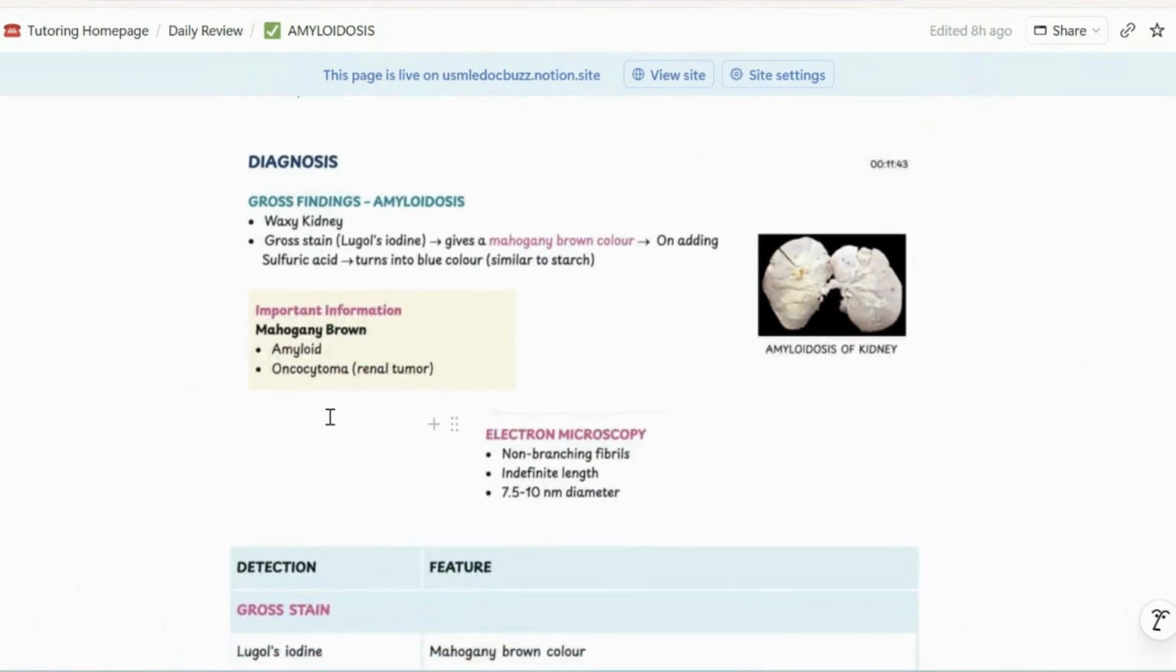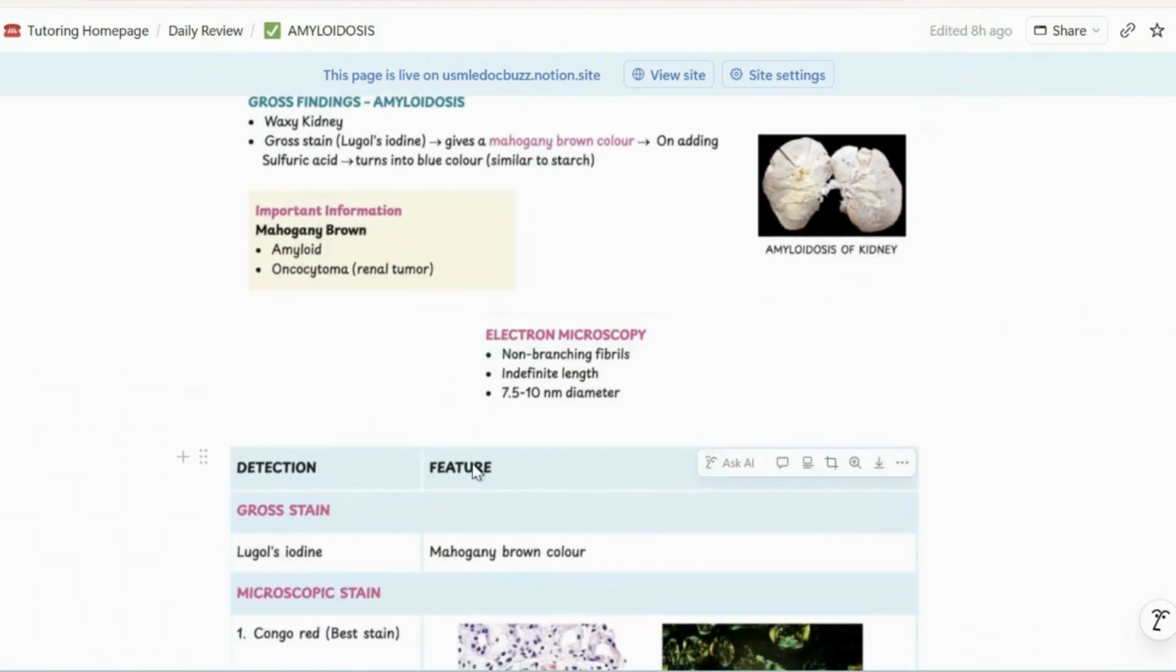Another place where you see the mahogany brown discoloration is oncocytoma, renal oncocytoma. We'll take a look at it. It's part of the benign neoplasms of the renal system, so we'll look at it later. But for now, these are the only two conditions where you see amyloids being affected and a renal tumor showing the mahogany brown color.